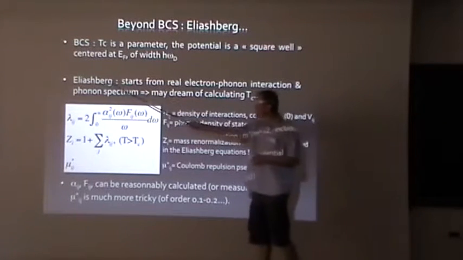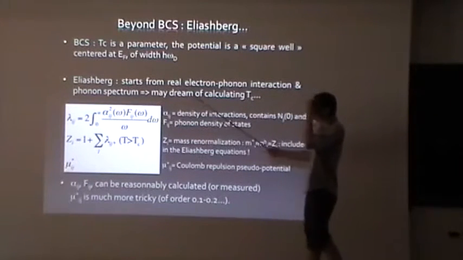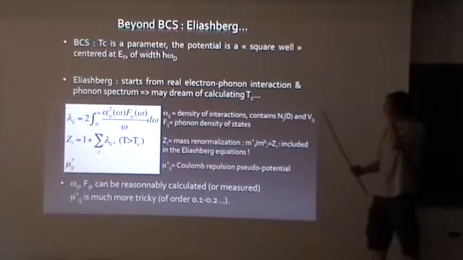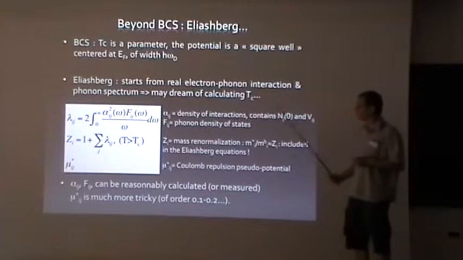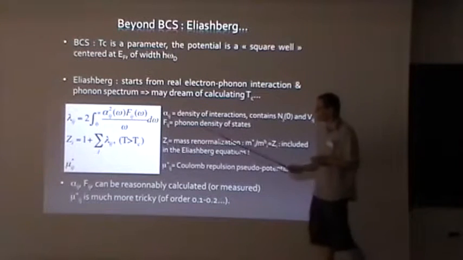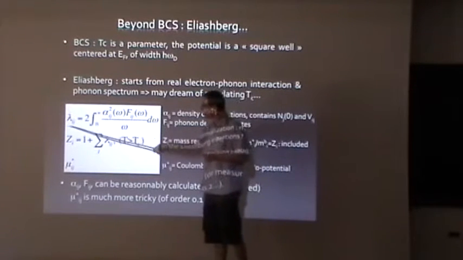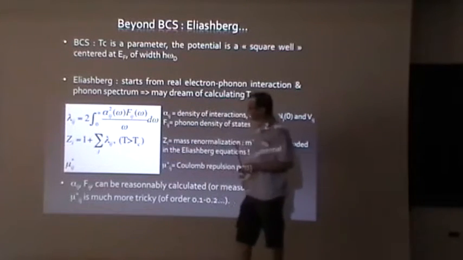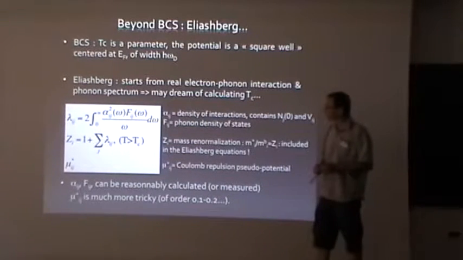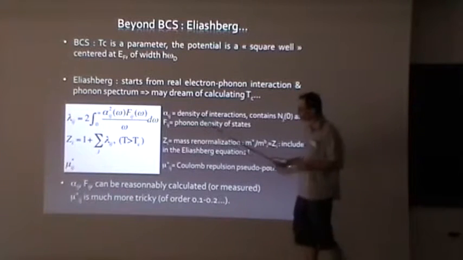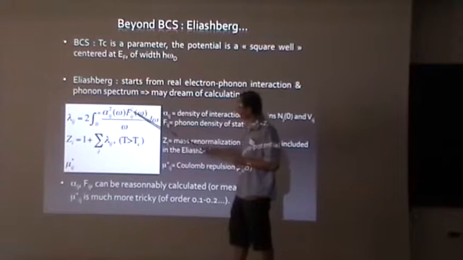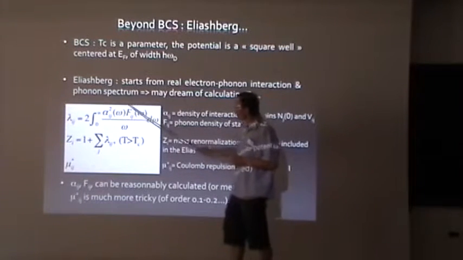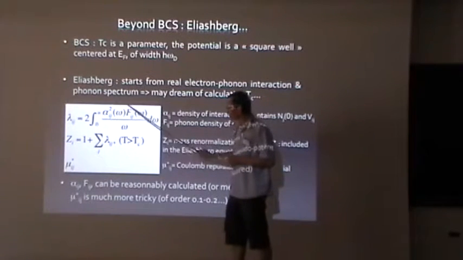this was done also very early after BCS theory, in the 1960s. You have the Eliashberg theory, which really starts with the electron-phonon interaction and the phonon spectrum. For example, it gives you an estimate of the coupling constant that we introduced in the Hamiltonian before, which is an integral over the whole phonon spectrum of the density of states of the phonons times an interaction density.